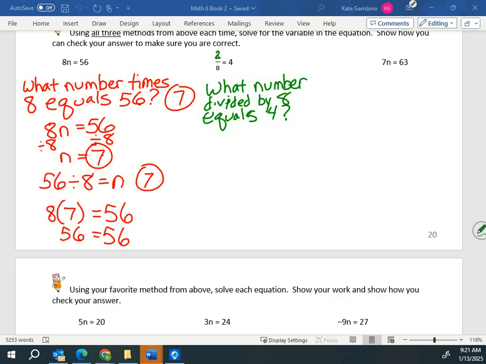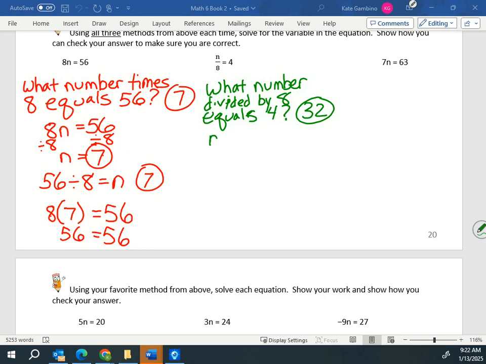Well, we have to really pay attention to our question. What number divided by 8? So what number would I divide by 8 to equal 4? What do you think, Lexi? 32. So 32 divided by 8 would equal 4. You see the difference there, Kylie? We have to be really careful that we're really thinking through what number goes on the top.